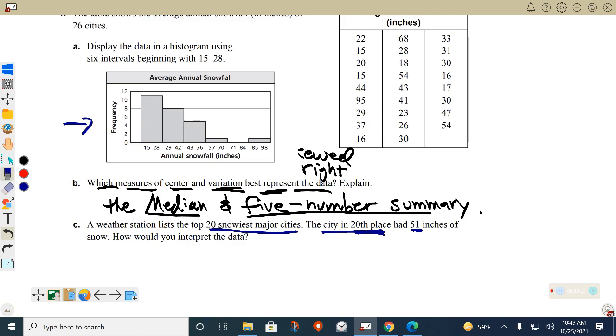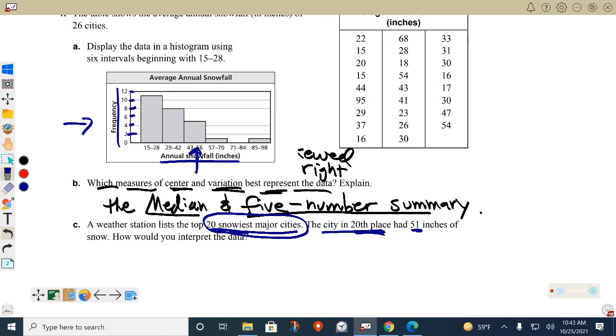Yours looks a little different because you have your own drawing of it. But 51 inches would be about right here, on this bar. Okay, right there. Because this is snowfall in inches, and this is how many cities, 2, 4, 6, 8, 10, 12 cities had that kind of annual snowfall. And they're saying, look, out of the 20 snowiest major cities, the last place had 51 inches of snow. So last place was right here.